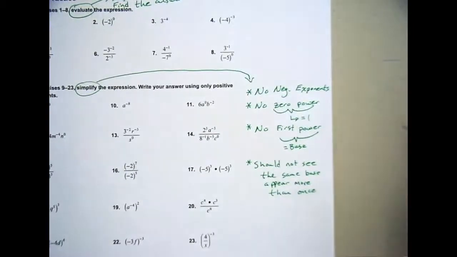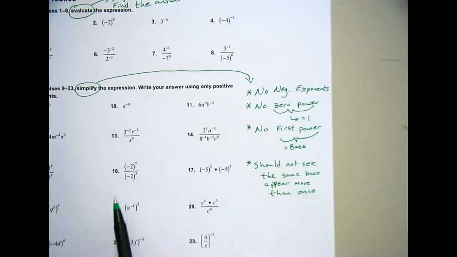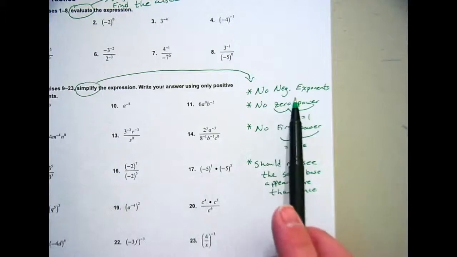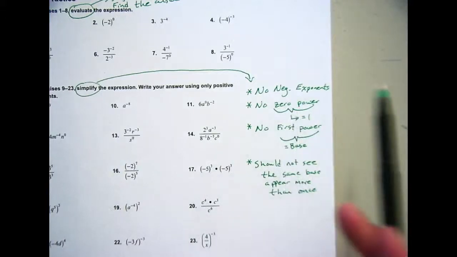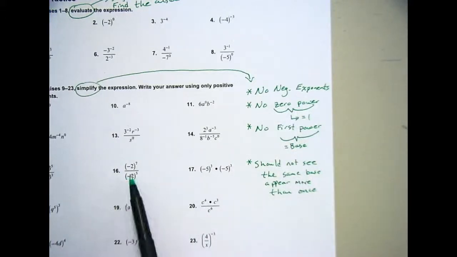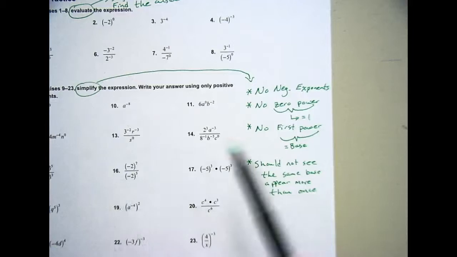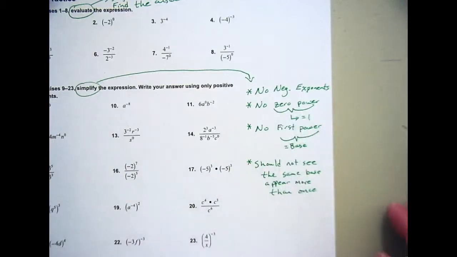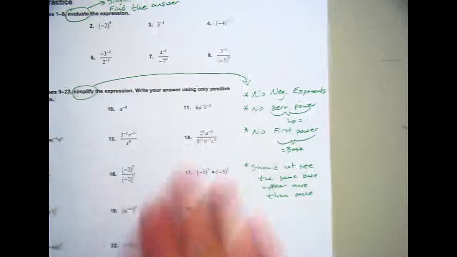So that would mean like on number 16, you have the base of -2 appearing twice. This will be simplified when it only appears once. And there's no negative exponents. Can there be a negative number? Yeah, you could have -2, you just can't have a negative exponent. You don't want to have a 0 or a first power. All right. There you go.